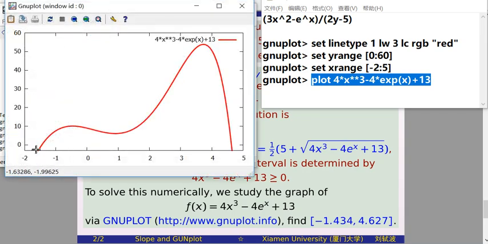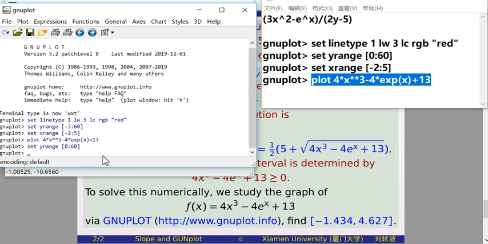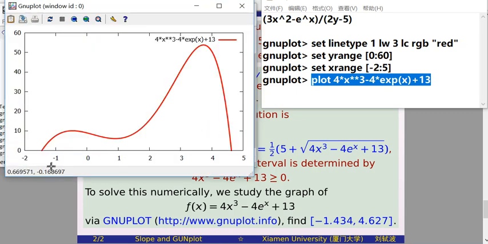From this graph, because 0 is here, the intersection of this graph with the lower boundary of this rectangle is not a root. This is why we need to set the y range to start from 0, not -3 or anything else. You have to start with 0. We set the y range to start with 0, and then we plot the curve. Then this is the curve.